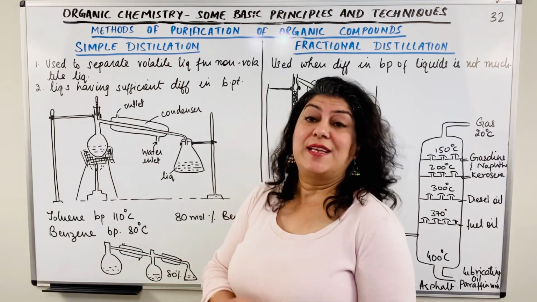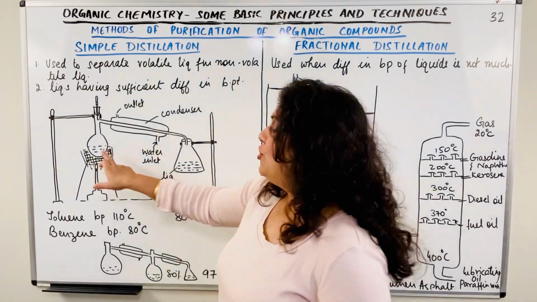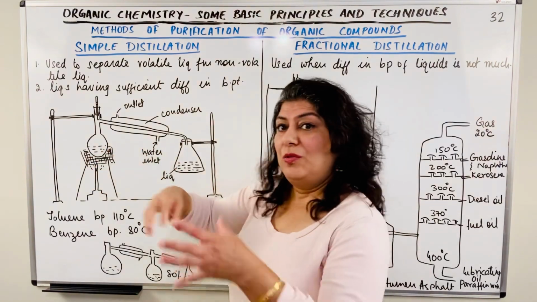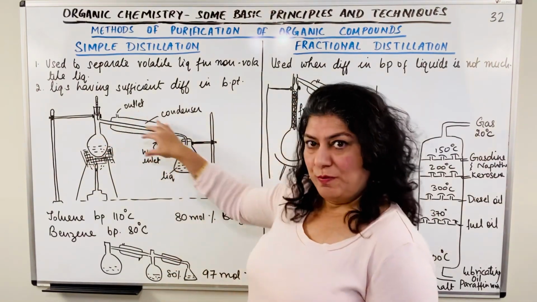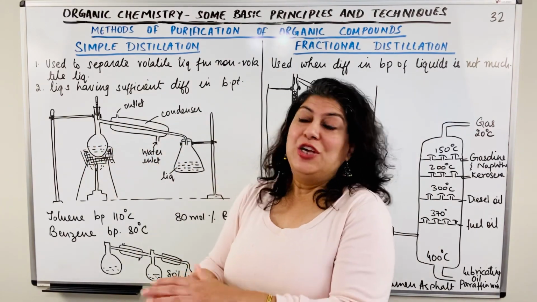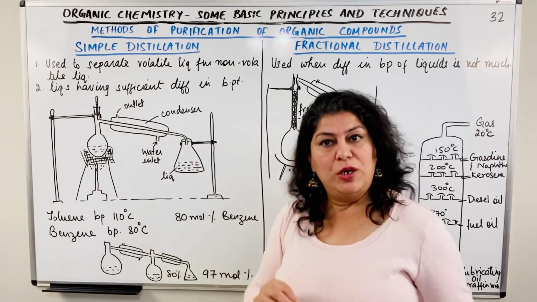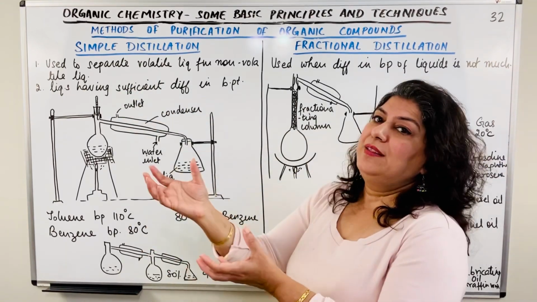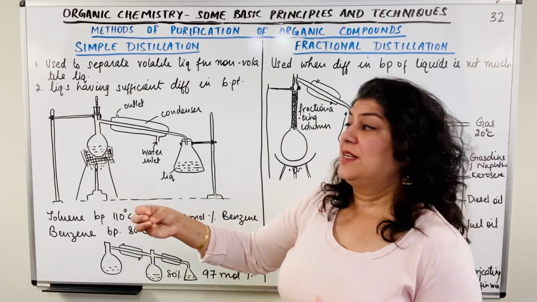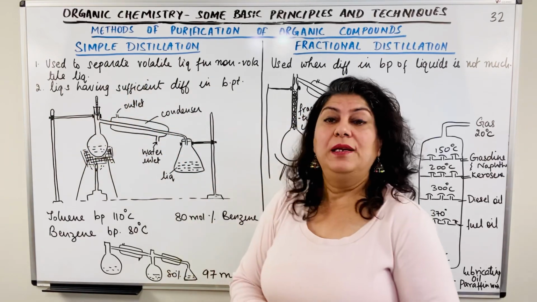Or if you have, let us say, salt and water. Salt is a solid, but it is a soluble solid. So the water will evaporate at 100 degrees Celsius and the water vapors can be condensed by passing them through the condenser, and the salt will be left behind. So you can separate volatile liquids from non-volatile substances, or when the boiling points of different liquids are sufficiently different, even in those situations you can separate the liquids by simple distillation.